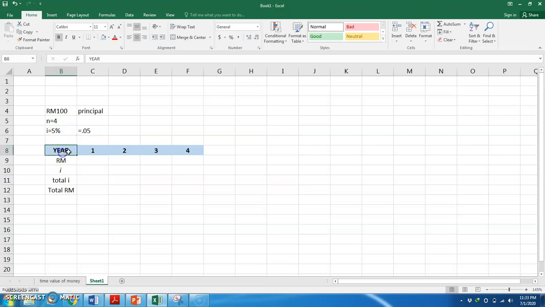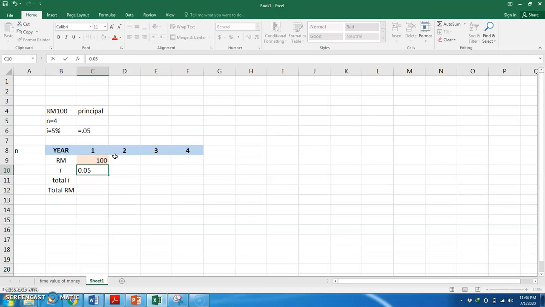Now year 1, year 2, year 3, year 4. Remember, this is N, so what we have here is 4 years. Now RM 100. Remember, you just have 100 here because you only put 100 at one time, not every year. So what you have here is 100 ringgit. This is the only amount that you put in the bank, and the interest is 0.05.